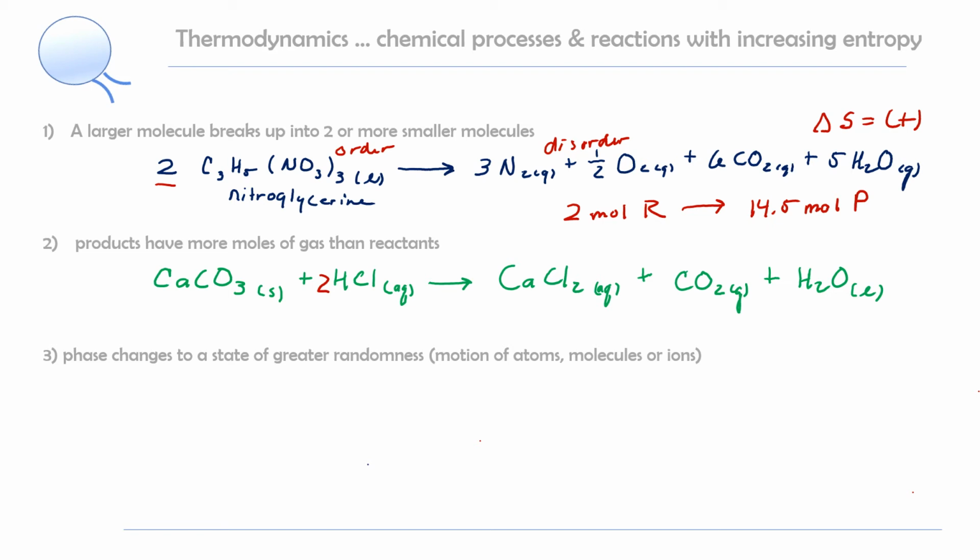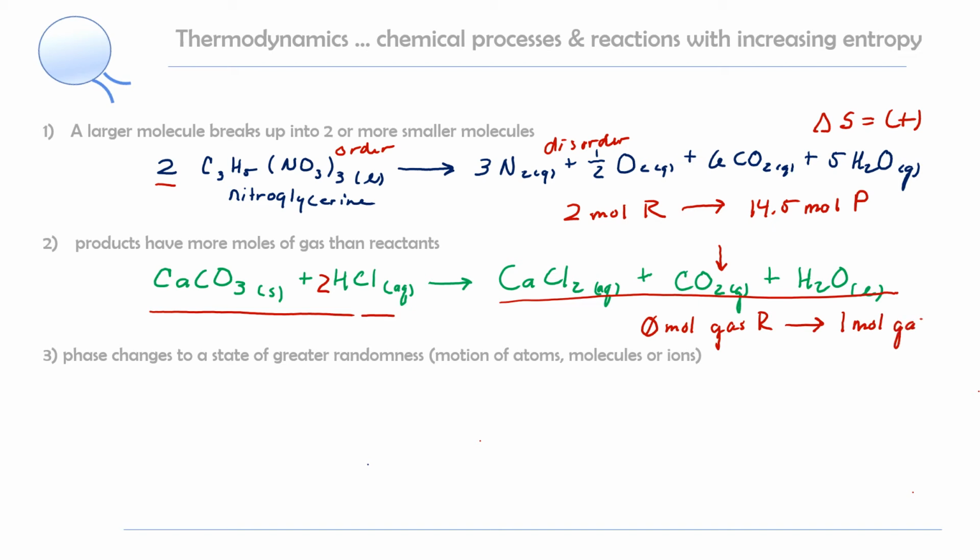Okay, so please notice in inspecting this reaction, how many moles of gaseous reactant we have. Are any of our reactants gases? No. So we go from 0 moles of gas in the reactants. And as we inspect the products, look, I have a mole of CO2 gas over here. So 1 mole of gaseous product. So that's an increase in the moles of gas. Therefore, I predict the entropy change of this reaction to be positive.